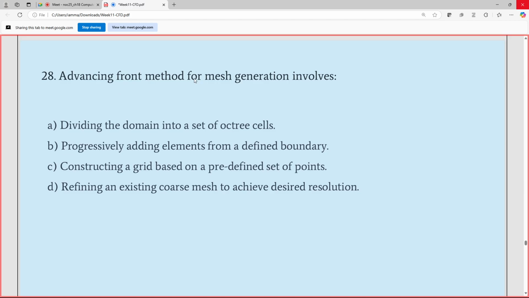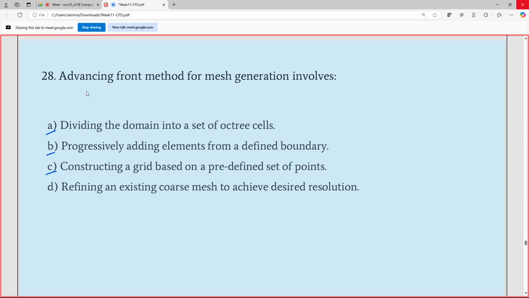The advancing front method for mesh generation involves which among the following? Options are: option A, dividing the domain into a set of octree cells. Option B, progressively adding elements from the defined boundary. Option C, constructing a grid based on a predefined set of points. Option D, refining an existing coarse mesh to achieve desired resolution.